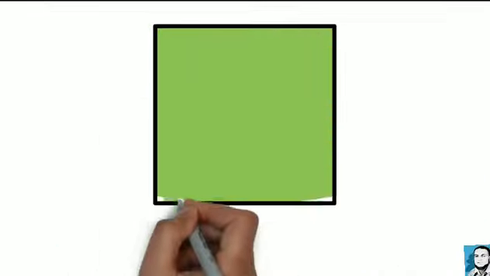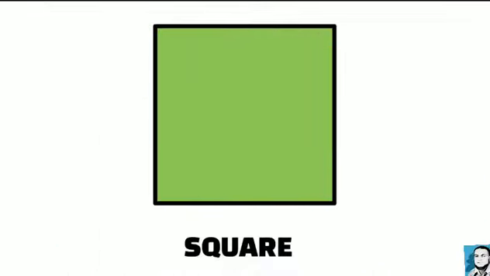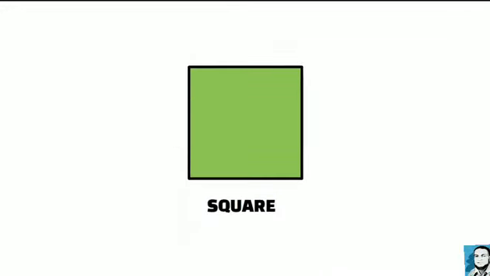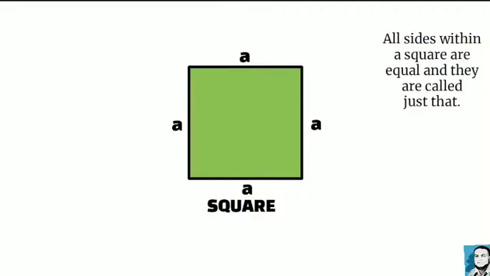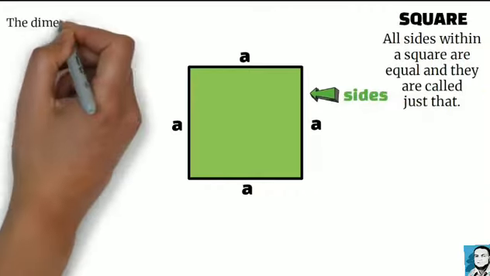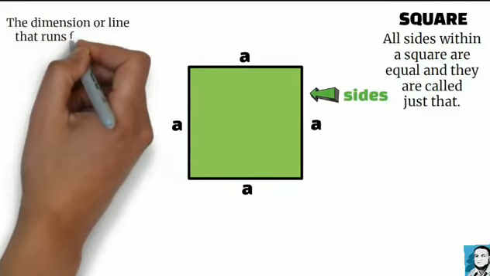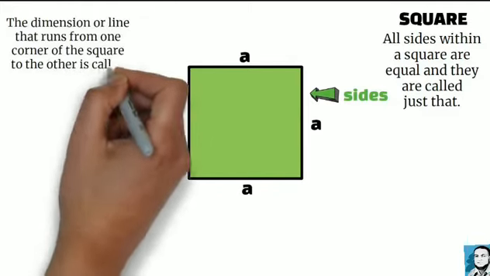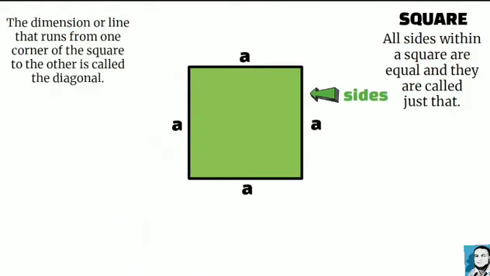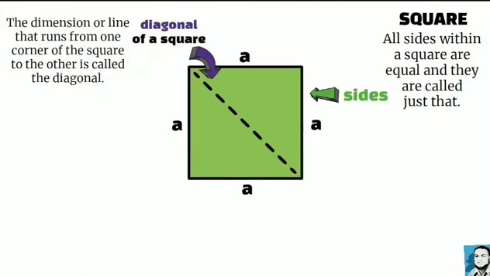First, a square. As you know, all sides within a square are equal, and they are called just that, sides. The dimension or line that runs from one corner of the square to the other is called the diagonal. And in this case, it is a diagonal of a square.